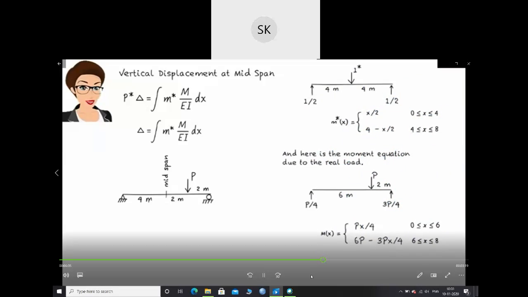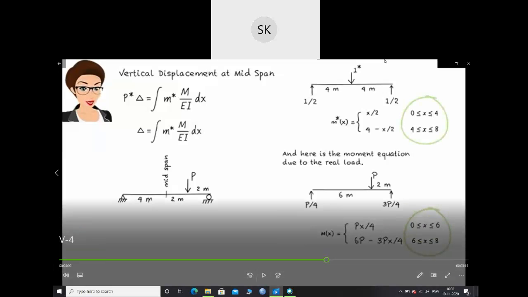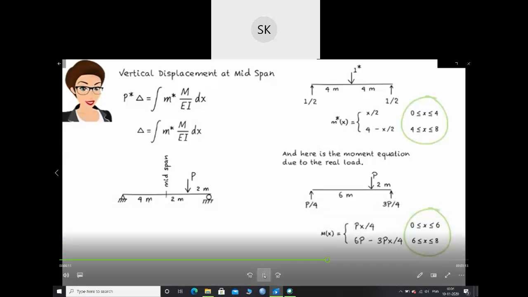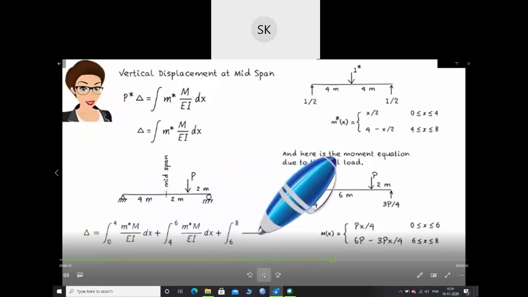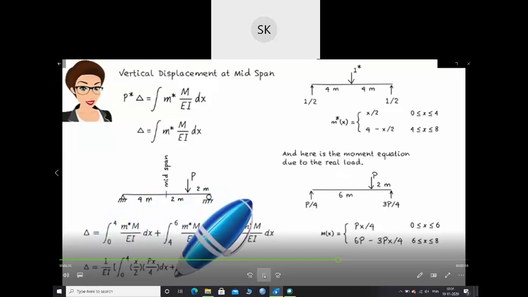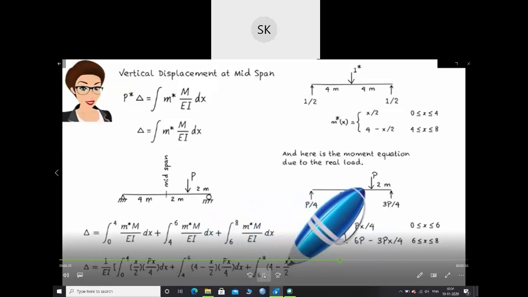Note that m star and m equations are defined over different intervals. So this is the moment equation due to virtual load. This is the moment equation due to the real load. To make the integration work, we need to divide it into 3 parts, as shown below. If we assume a constant EI for the entire beam, we get the vertical displacement at the beam's midspan as follows.